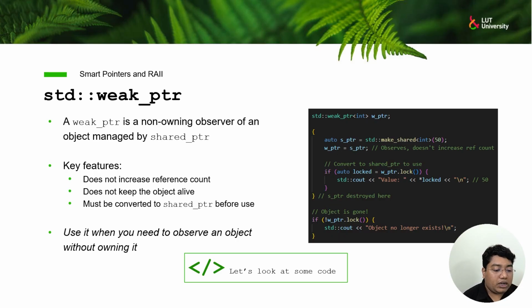Before using a weak pointer, we first have to check whether the object still exists. We do that by converting it into a shared pointer using the lock member function. If the object has already been destroyed, lock gives us an empty smart pointer instead. The important thing to remember today is much simpler. A weak pointer only observes. It doesn't own anything. So let's see that in action.